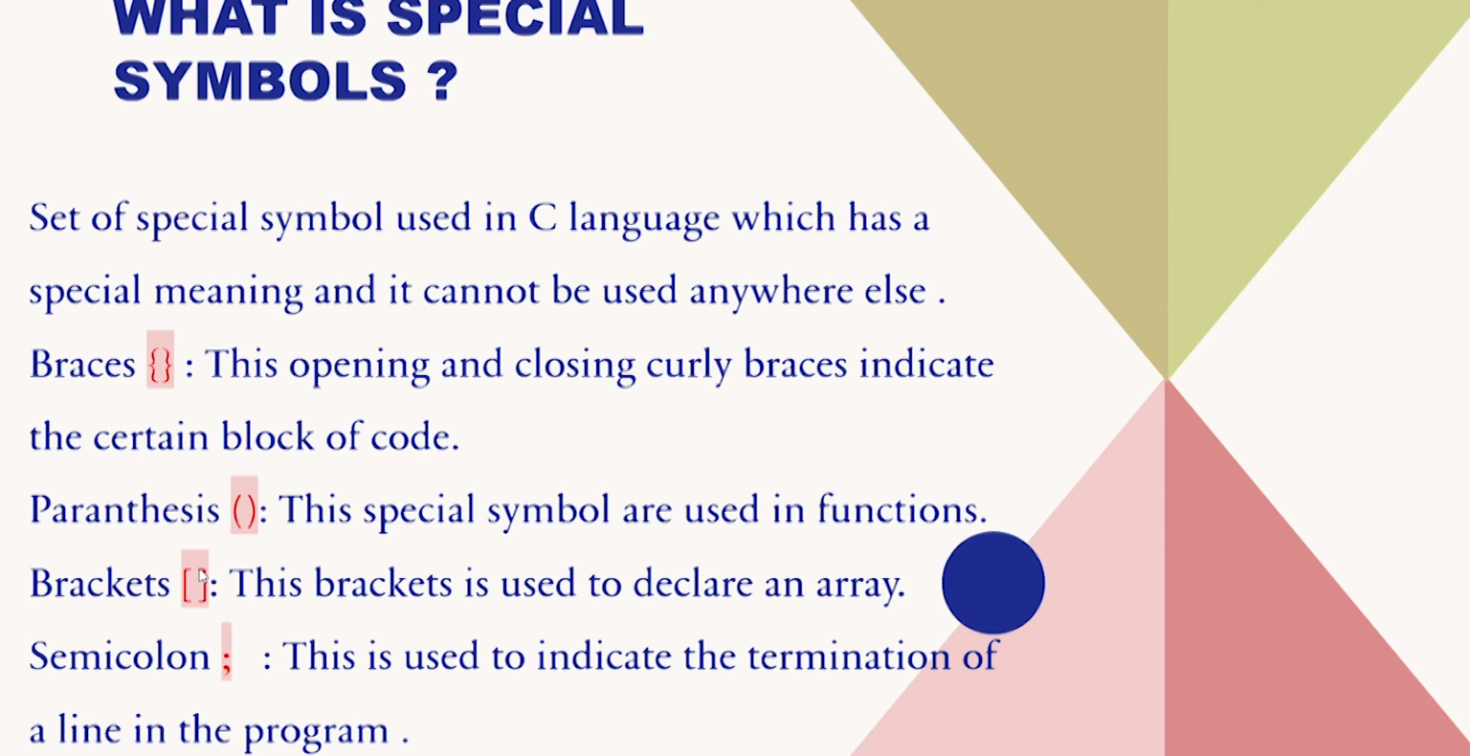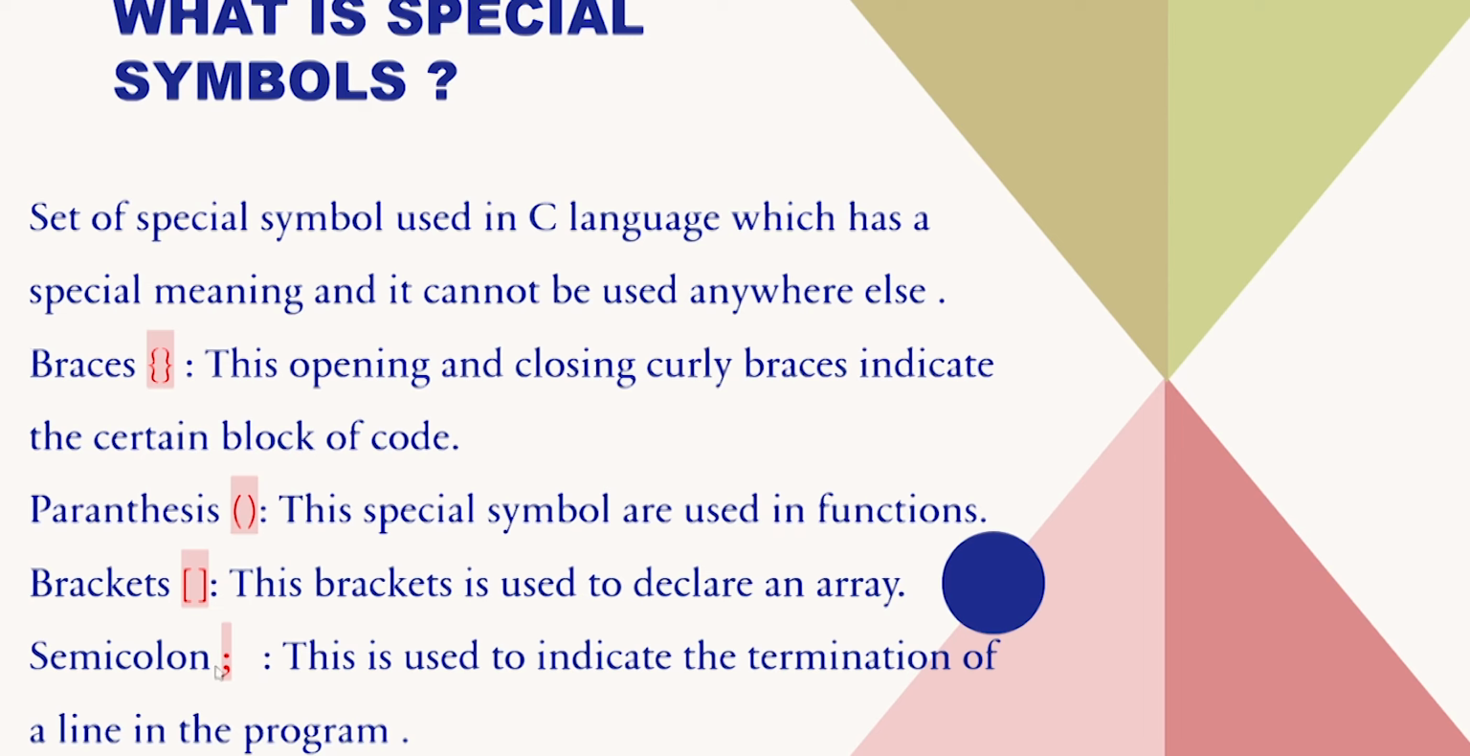Next, coming to brackets, the square brackets. These are used for arrays, for the declaration of an array. We'll get to know what an array is in a further lecture. For now, just understand that the square bracket is used for the declaration of an array.